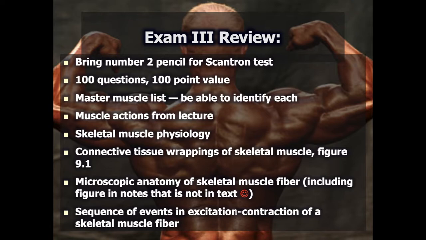Connective tissue wrappings of skeletal muscles, so that's the epimysium, perimysium, endomysium. Make sure you know that on a diagram. The microscopic anatomy of skeletal muscle, so a sarcomere, what is a myosin, what's an actin, A bands, I bands, Z discs, those things, okay? And the sequence of events in excitation-contraction of a skeletal muscle fiber. So just knowing those steps in order, okay?